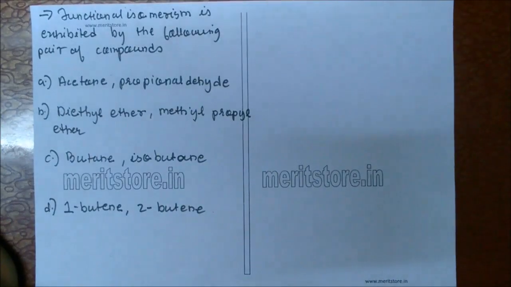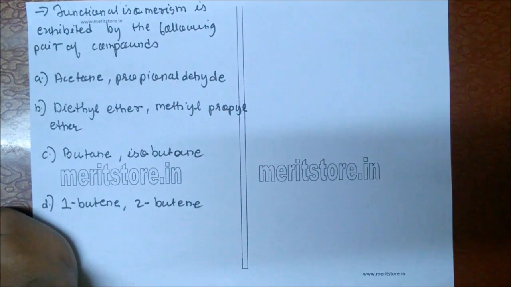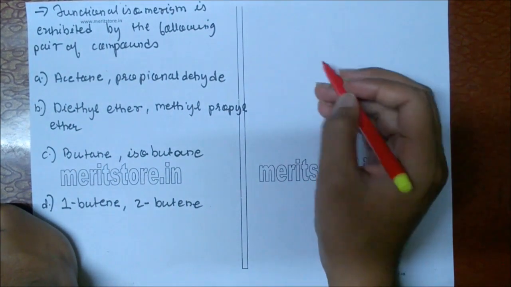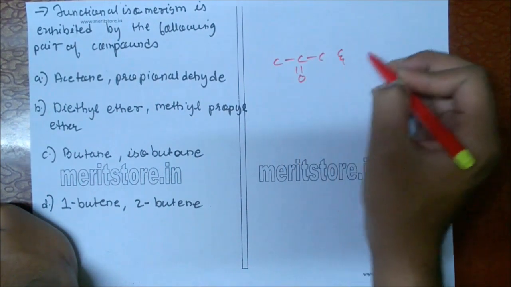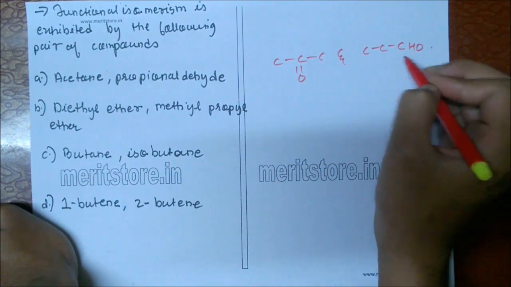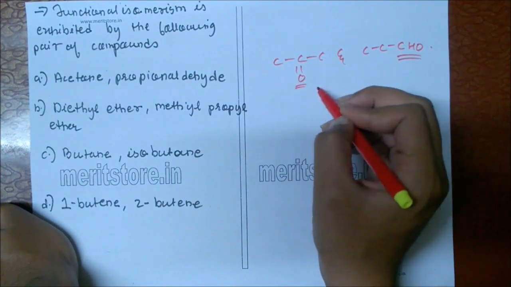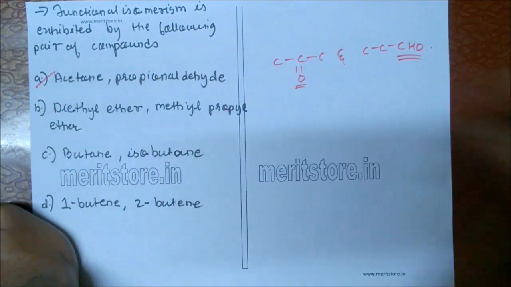Functional isomerism is exhibited by which of the following compounds? In functional isomerism, the functional group is rearranged, so both isomers have different functional groups. Acetone and propanaldehyde show functional isomerism. Here aldehyde is the functional group and here the oxo or ketonic group is the functional group. So option A is the correct answer.